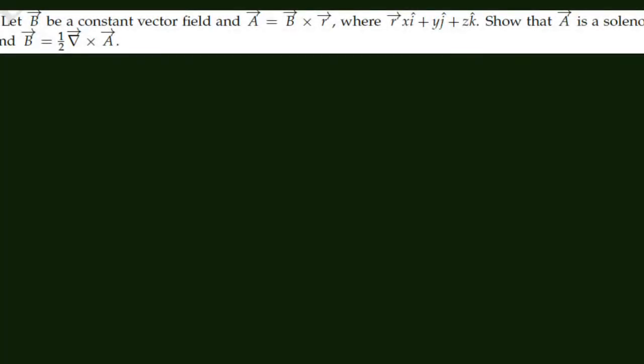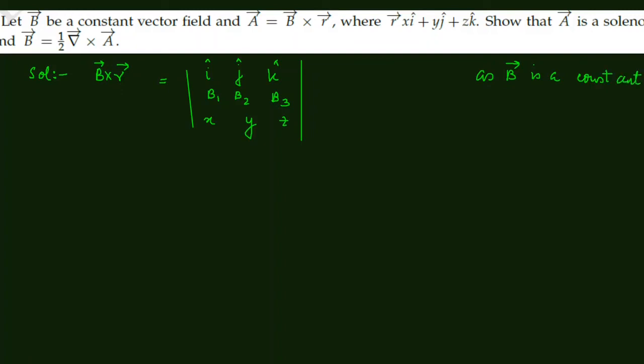Okay. Now another problem. If B is a constant vector field and the A vector is given to be B cross R, where R is equal to xi plus yj plus zk, then you have to show that A is solenoidal, and further you have to show B is equal to half of curl of A. So first we calculate B cross R. As B is a constant, these B1, B2, B3 are all constants.